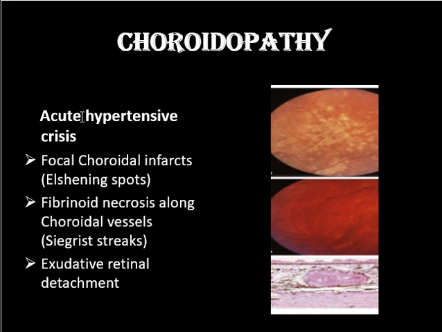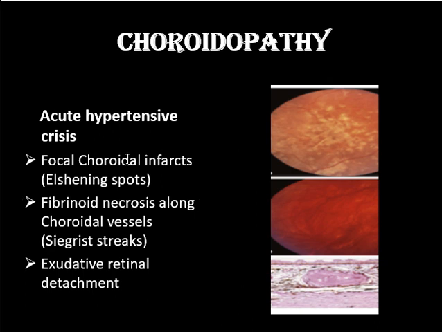So all these features come with preeclampsia and with malignant hypertension. So this is acute. This is known as acute hypertensive crisis. This one along with the disc edema. In the first picture, the first slide I showed you, this picture.